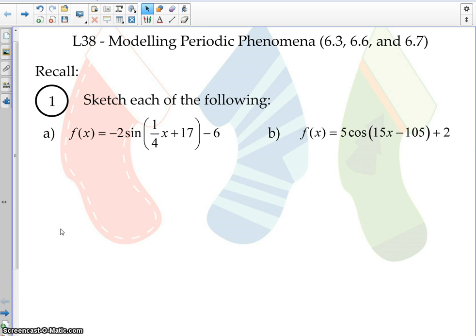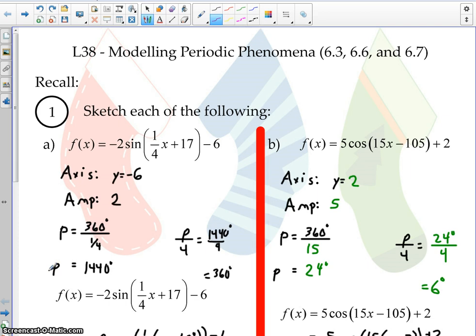So take some time here and see that you can sketch both of these graphs to see if we're on the right track. Okay, so take some time, try those, and push play and you'll see the answers. Okay, so take some time here to check your answers.